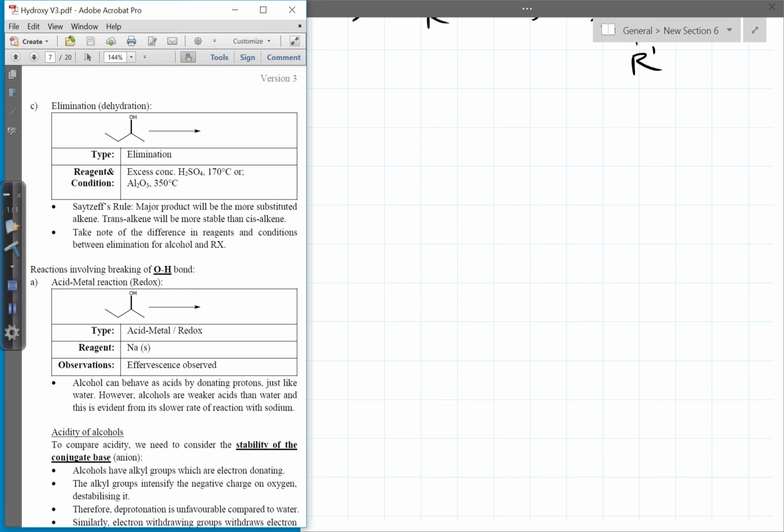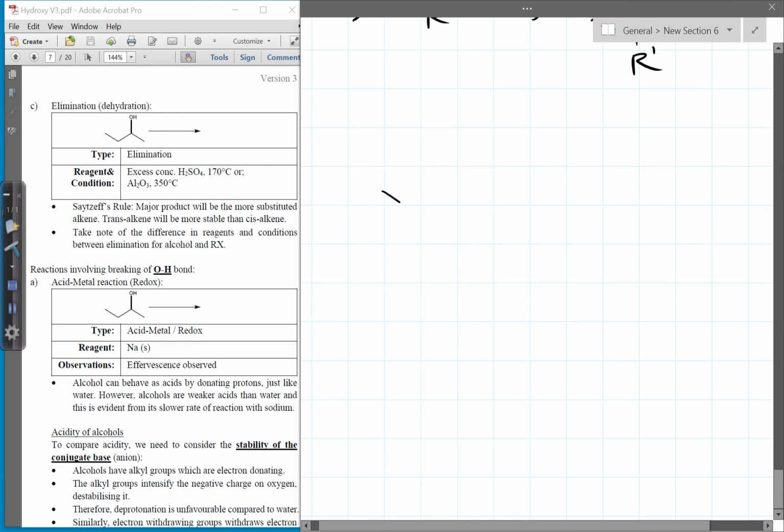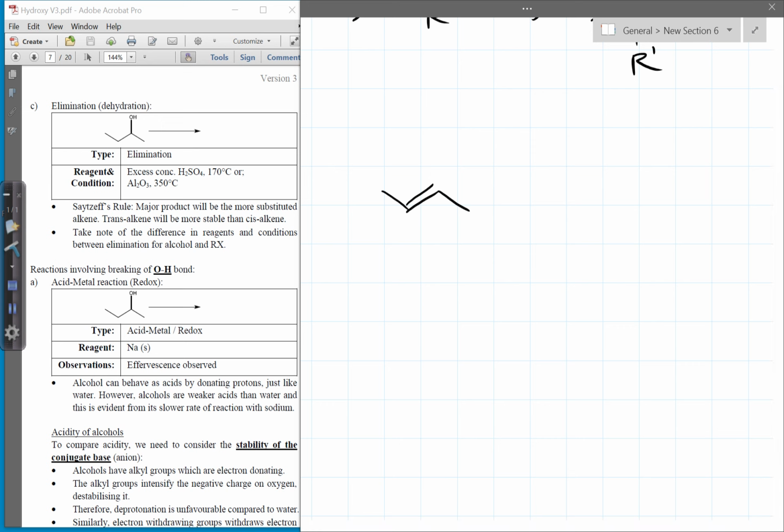So elimination. For elimination, you will use excess conc. H2SO4. You heat it, or you use Al2O3, which is a drying agent, also under heat. So by performing elimination, you will generate your more substituted alkene, more substituted trans-alkene, following your Saytzev's rule, right? We also talked about this the other time. And take note of the difference in reagents and conditions between elimination for alcohol and RX, right?